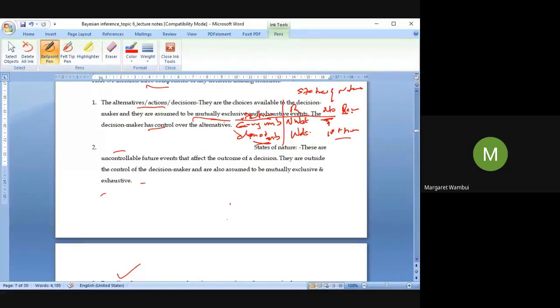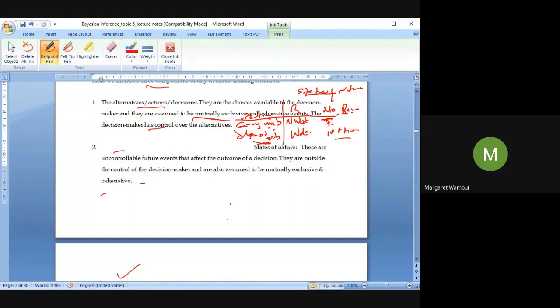What are the outcomes? When you carry an umbrella and it rains. When you carry an umbrella and it does not rain. When you do not carry an umbrella but it rains. Then when you do not carry an umbrella, it does not rain. You see, you are looking at the consequences of your action and a certain state of nature. Remember the states of nature are beyond our control. But the actions that we are to take are within our control. You can control these alternatives.